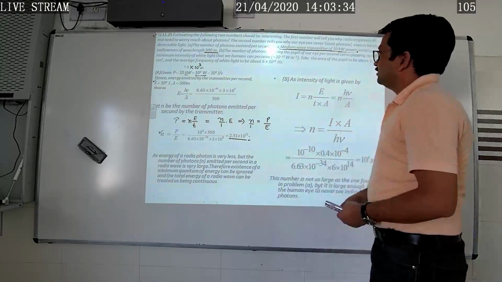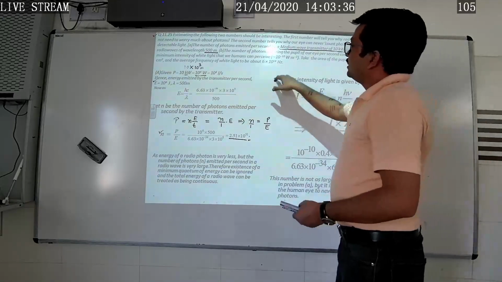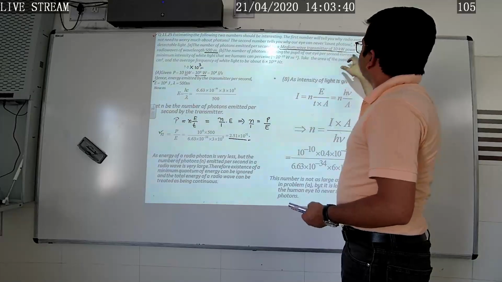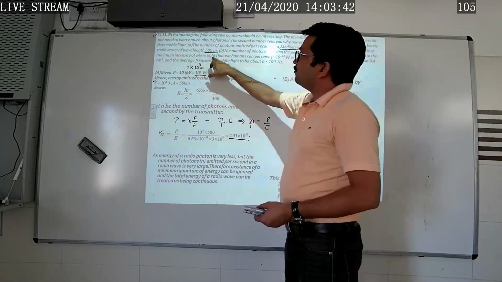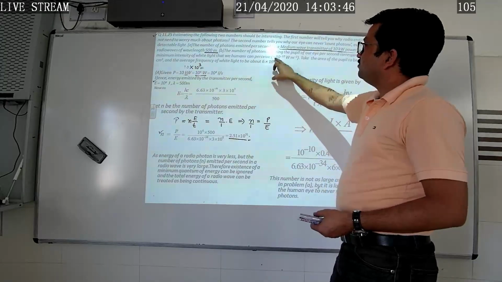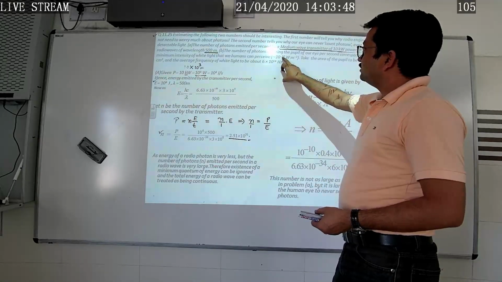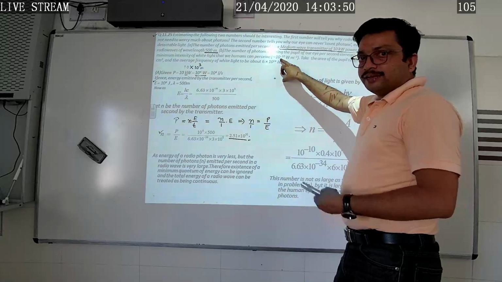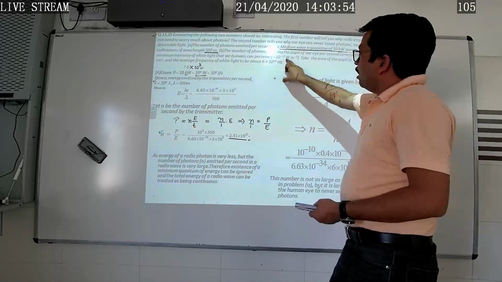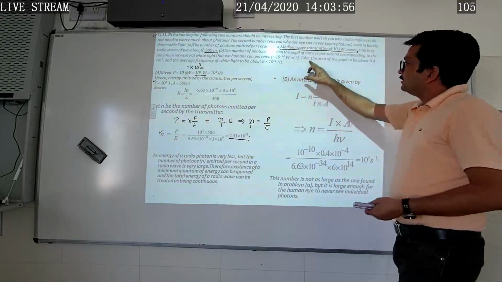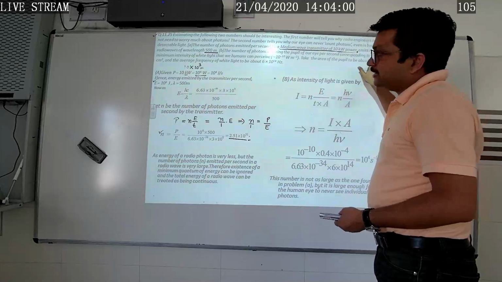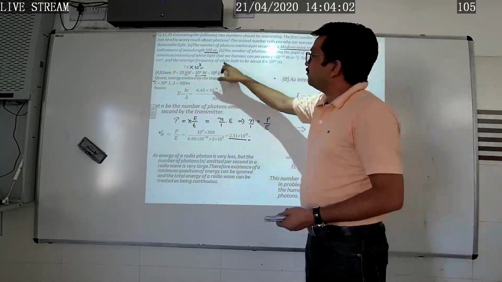Let's move ahead to part B. He is saying, find the number of photons entering the pupil of our eye per second corresponding to the minimum intensity of white light that we humans can perceive, and that intensity, energy incident per unit area, is given to us as 10 to the power minus 10 watt per meter square. Take the area of the pupil of our eye as 0.4 centimeter square, and the average frequency of white light is this much.